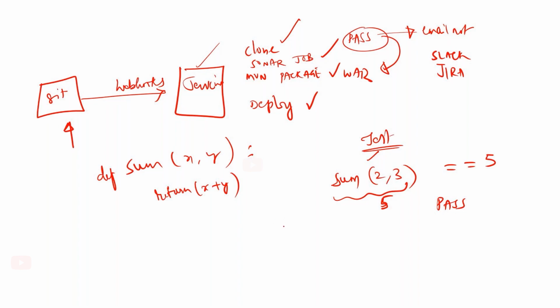If sum of 2 comma 3 is equal to 4, I know it is a fail. It is failed. So till here we only have unit test cases. I'm not scanning for any external vulnerabilities. I'm not scanning for any duplications here. I'm not scanning if my coding standards are meeting the standard set of rules. What I'm doing is just running the test cases to see whether the functions which I have defined are working as expected or not.